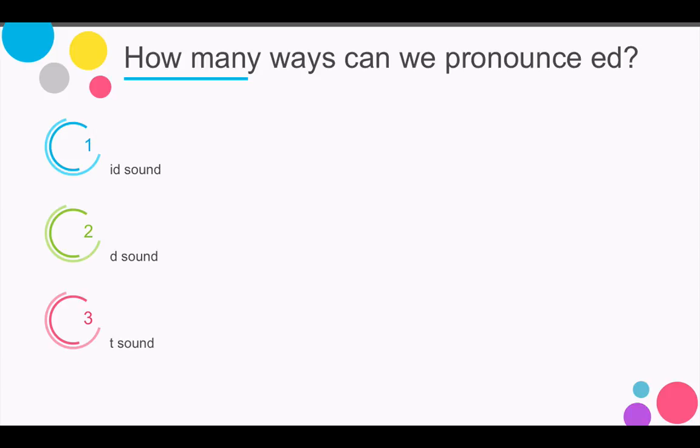The second one would just be a D sound, "d." And third, it's a completely different sound, no D's. It's a T sound, "t." I'm sure you have heard the sounds over and over again. You just weren't aware of the rules. So that's what we're doing today, and we're going to go over the rules.